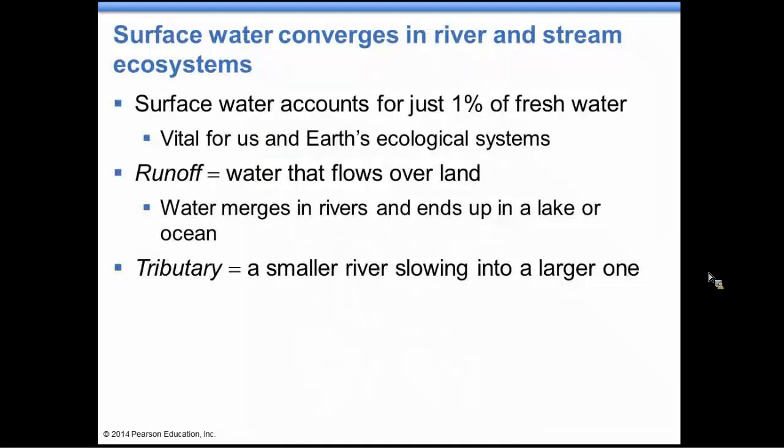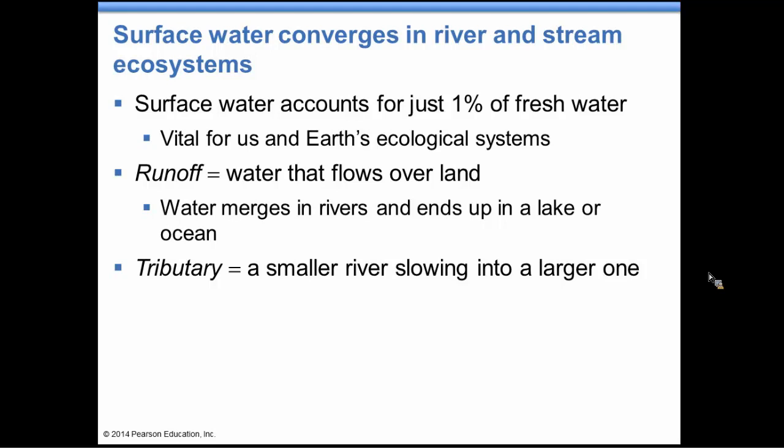Surface water converges into river and stream ecosystems. As we were saying, the water cycle is not just one river; it's the whole system. The rivers, ponds, and lakes all interact with each other and the ocean. Once water falls from the sky as rain, emerges from springs, or melts from snow or glaciers, it may soak in the ground or it may flow downhill over land. Water that flows over land is called runoff.